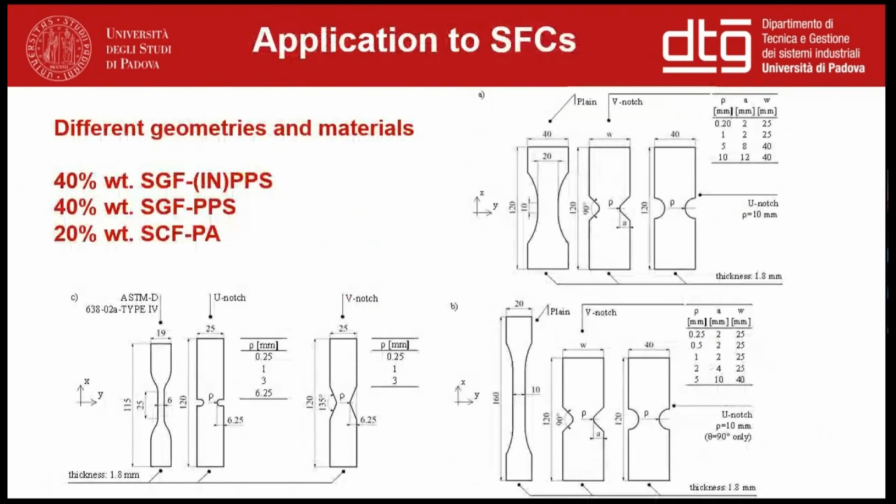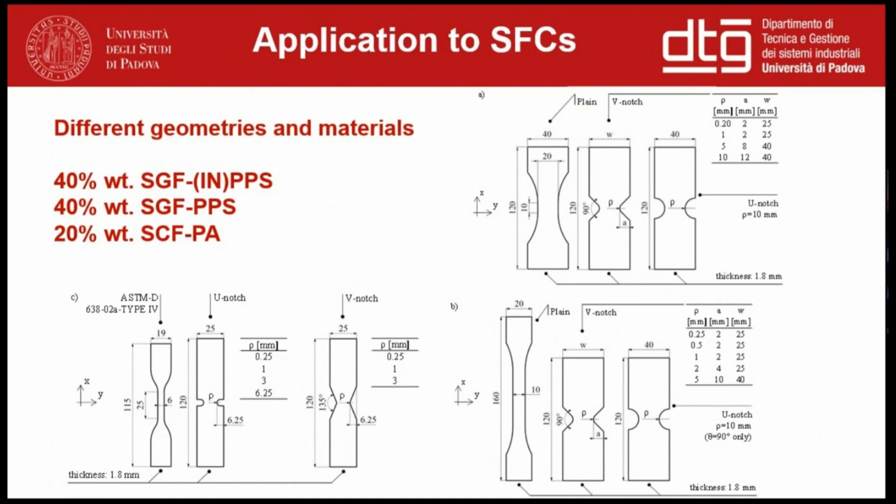So moving to the next step of validation, we have applied the reformulated criterion in order to assess the static strength of notched components made of short fiber reinforced polymers. We have considered both glass fibers and carbon fibers and different matrices, PA and PPS. The PPS is, let's say, a more brittle matrix. PA has a more ductile behavior.